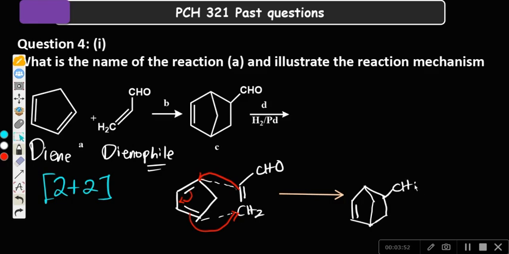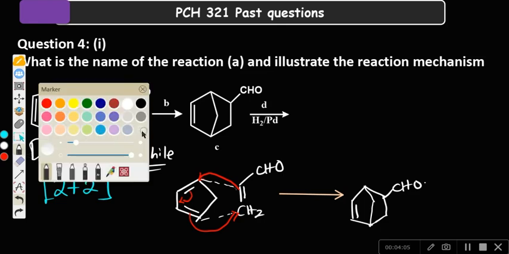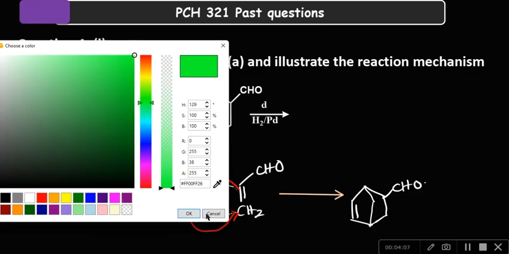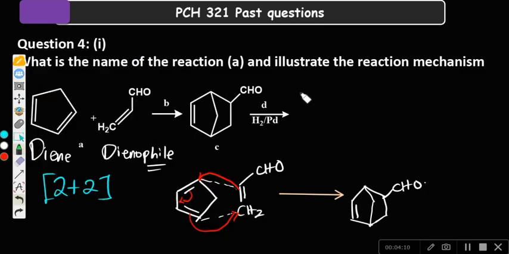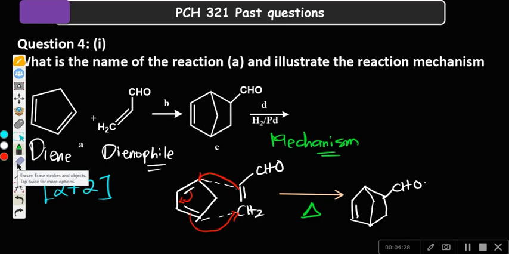All right, this is the product of the reaction, and this is what you are expected to do, because we are told to illustrate the mechanism of reaction, or the reaction mechanism. So what you have here is what we call the mechanism of the reaction. It's a cycloaddition reaction. Is that okay? That is one thing you should take cognizance of, and it's just by the reaction conditions they hint at. All right, so that is that.